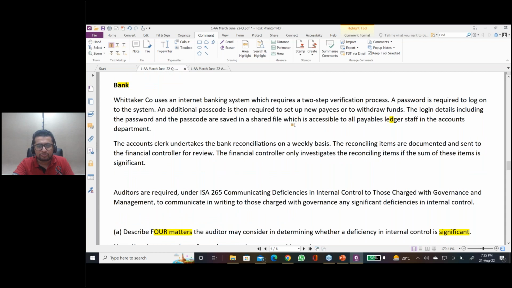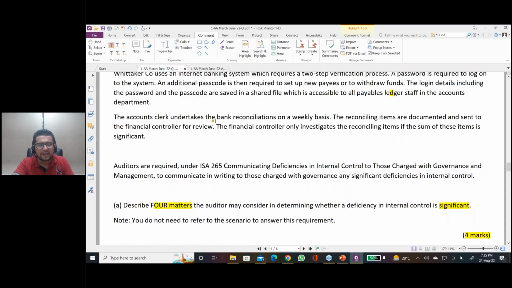Last, the accounts clerk undertakes the bank reconciliation on a weekly basis. The reconciling items are documented and sent to the financial controller for review. The financial controller only investigates the reconciling items if some of these items are significant. Did we study anything like that before? Please read this whole sentence all over again.